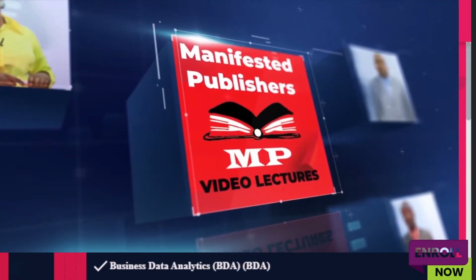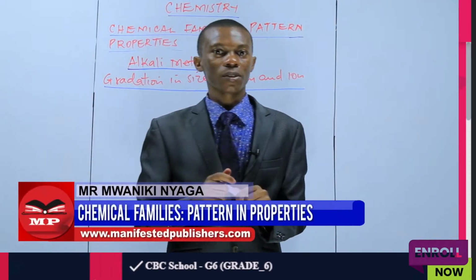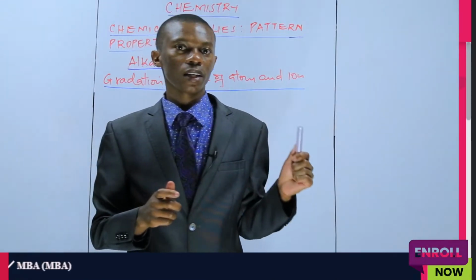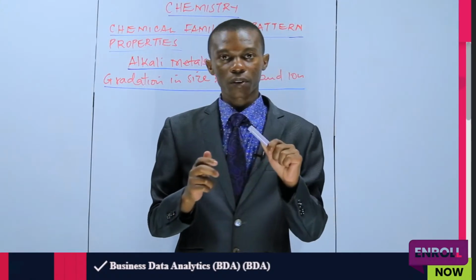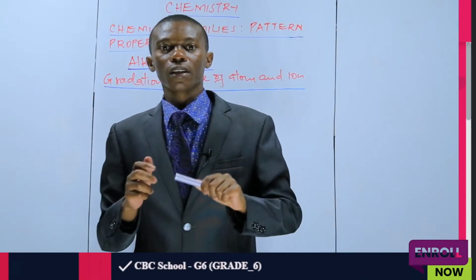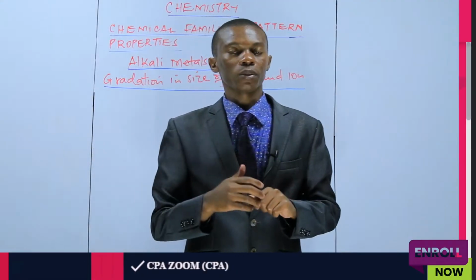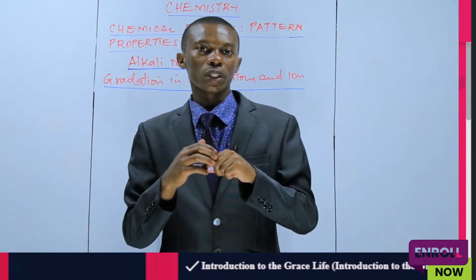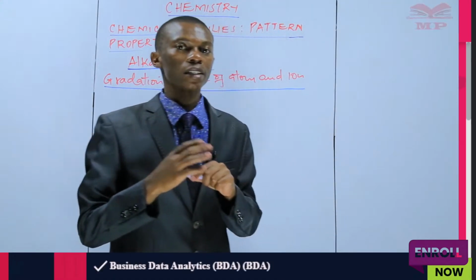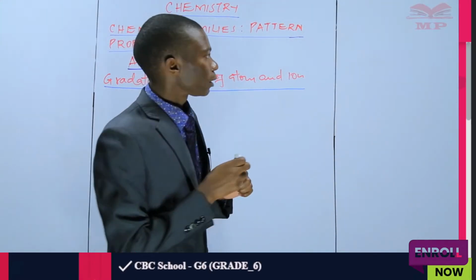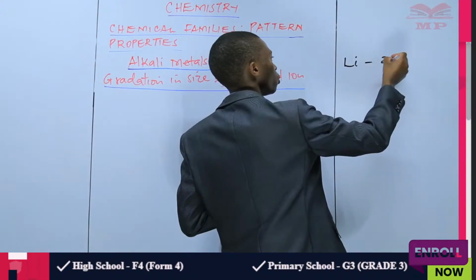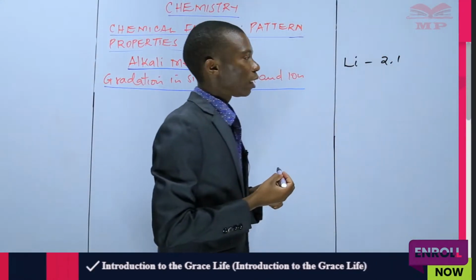Welcome to Manifested Publishers. Hello learners, welcome to this lesson. It is Chemistry Form 2 and the topic is Chemical Families and Patterns in Properties. If you remember in the previous lesson, we discussed the chemical families and we discussed a brief about the alkali metals. We said they are also called group 1 elements, and we also wrote the electron arrangement of the first 3 group 1 elements. Lithium was the first element. We said the configuration is 2, 1 because it has 3 electrons.